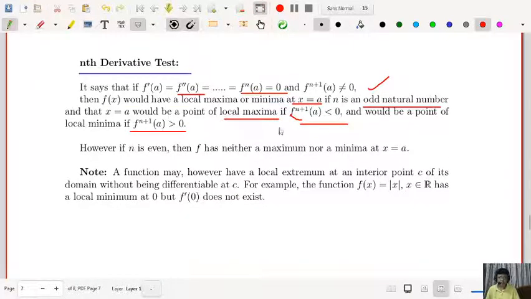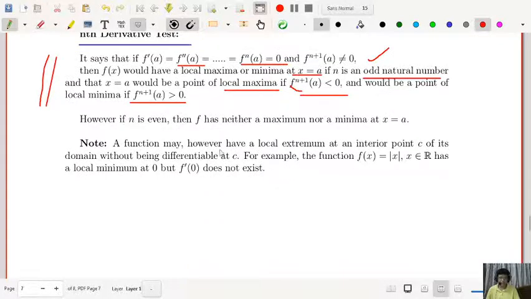Okay, so this is the higher order derivative test, the nth order derivative test. However, if n is even, then f has neither a maxima nor a minima at x equal to a.